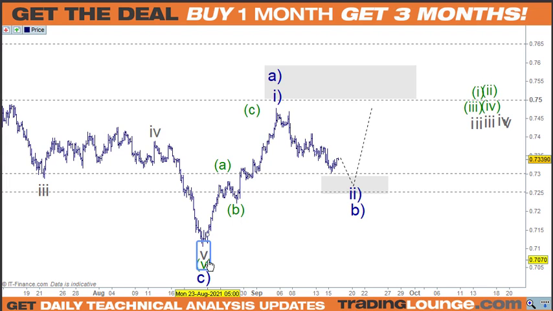So we need this to land into the zone here, and then we need to see an impulse wave here. So once we get our first little impulse wave to the upside in 5 waves, we'll be able to draw a line across the top of those 5 waves and go long above that, and that will take us higher at that point. But we just need to be careful.